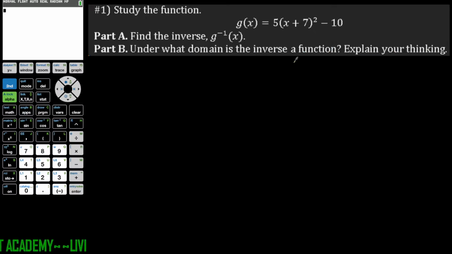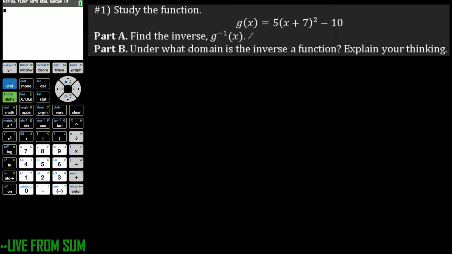Explain your thinking. So make sure you're always remembering when you're restricting that domain, you have to restrict the domain of that original function. So we're talking about that original function. So first step, step 1, I'm going to take and switch my x and y values around.